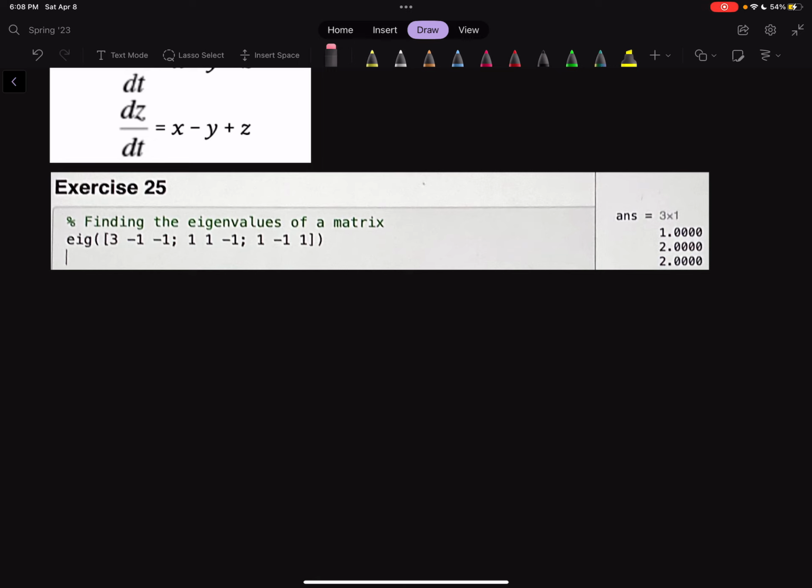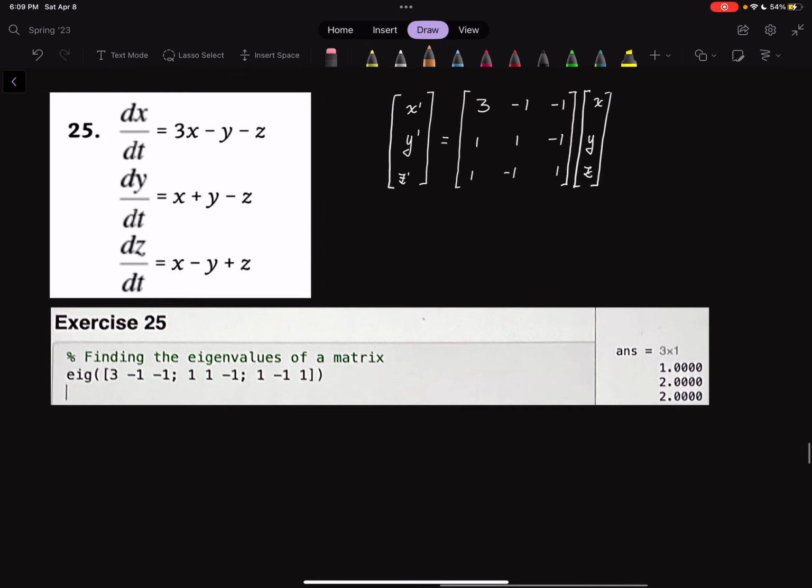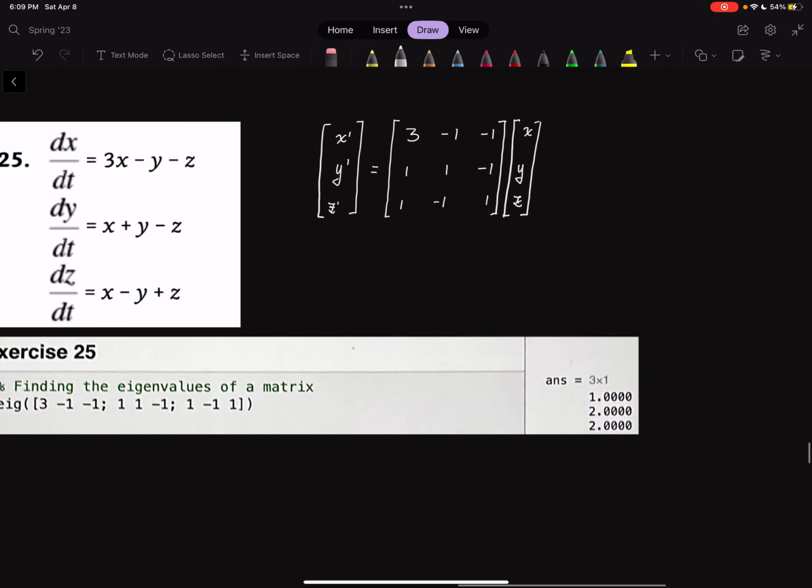The eigenvalues, in this case, are 1, 2, and 2. So we see we have a repeated case of eigenvalues. We have lambda 1 equal to 1, but lambda 2 is equal to lambda 3, which is equal to 2. So let's deal first with the easy case. We got our distinct eigenvalue, lambda 1.